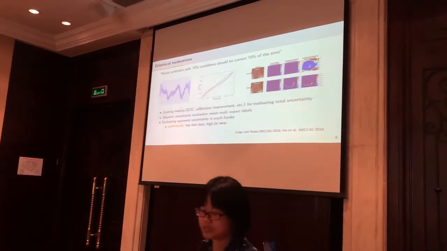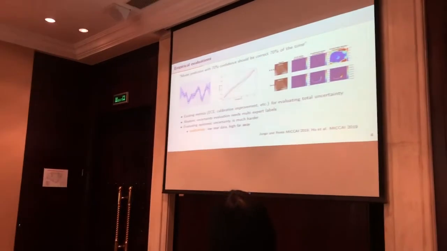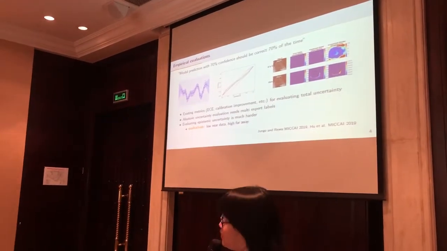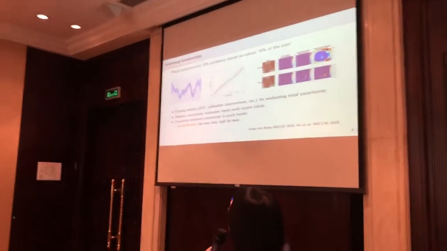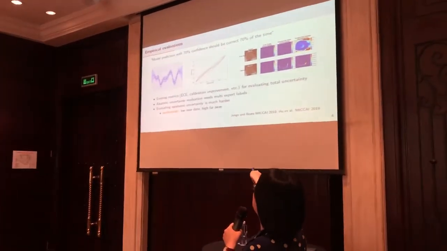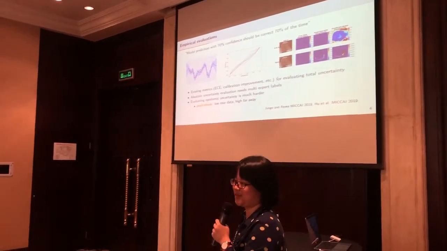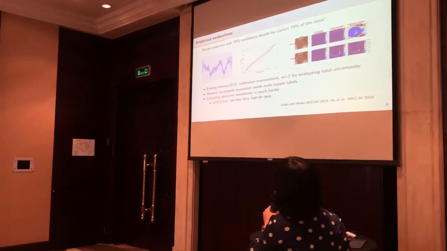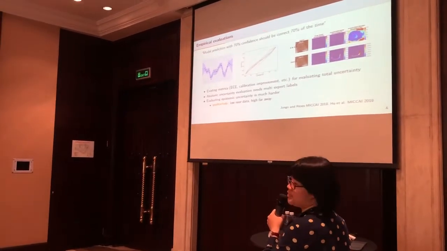Okay, so in terms of the empirical evaluation for uncertainty estimation, if you're going to summarize it into one sentence, it tells you that a model prediction with 70% confidence should be correct 70% of the time. So this is just a one-sentence summarization of uncertainty estimation. Existing methods basically just follow this sort of principle.